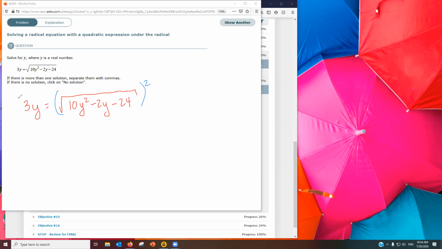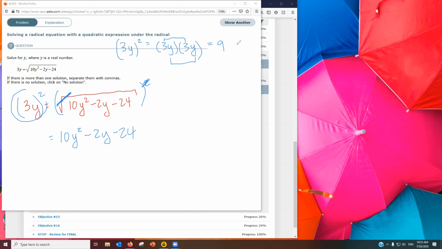Okay, on the right side here, I have a square root and a square. Well, those are inverses, so they cancel out. So I just get 10y squared minus 2y minus 24. On the left side here, I have (3y) squared. But (3y) squared really means 3y times itself. Well, 3 times 3 is 9, and y times y is y squared. So this is 9y squared over here.